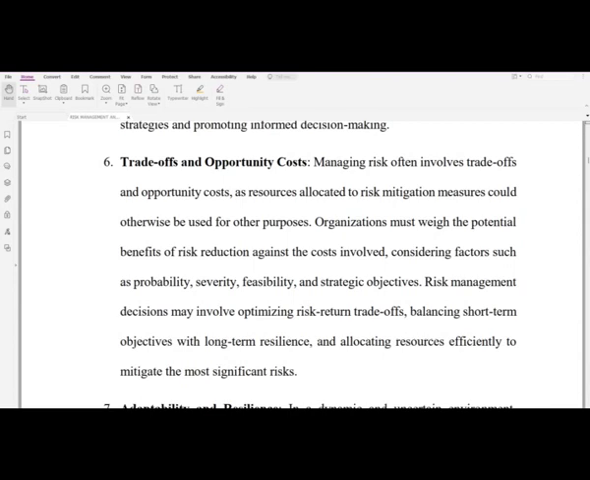Trade-off and opportunity cost. Here, managing risk often involves the use of resources allocated to risk mitigation measures which could be otherwise used for other purposes. Organizations then weigh the potential benefit of risk reduction against the costs involved, considering factors such as probability, severity, feasibility, and strategic objectives. Risk management decisions may involve optimizing risk-return trade-offs, balancing short-term objectives with long-term resilience, and allocating resources efficiently to mitigate against the most significant risks.